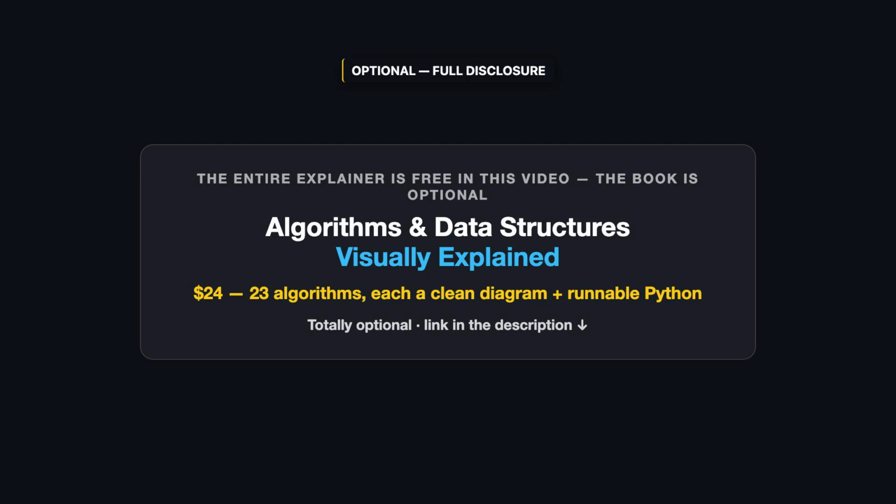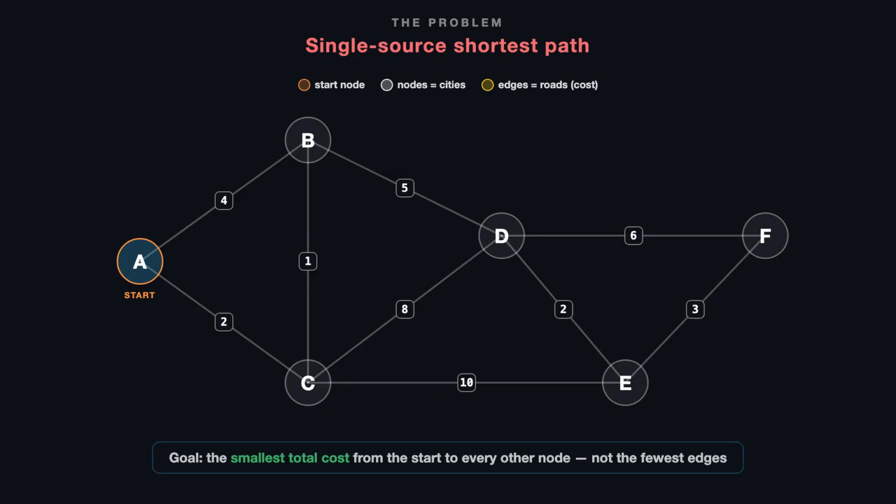Now, let us go find some shortest paths. Here is the problem, precisely. We have a weighted graph. The circles are nodes, think cities. The lines are edges, roads, and each edge carries a positive cost. Pick one node as the start. We want the shortest total cost from the start to every other node. Not the fewest edges, the smallest total weight.